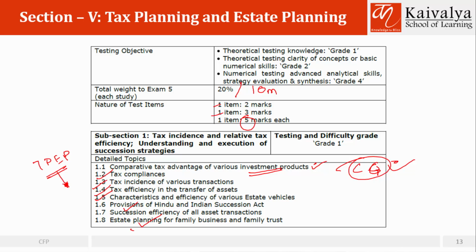estate planning for family business and family trust. These have been some of the things. Yes, we have seen some of the questions which have always come from estate planning, right? So we have to be thorough with all those things, and we have seen in estate planning we have a trust, we have the Hindu Succession Act, so all those things are to be revised once again, and power of attorney, simply we cannot forget this.